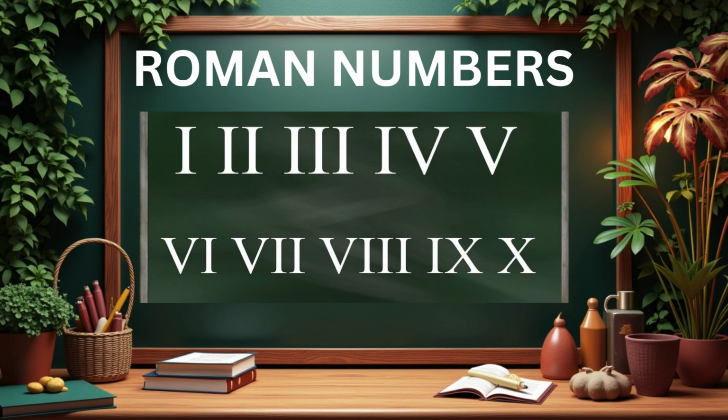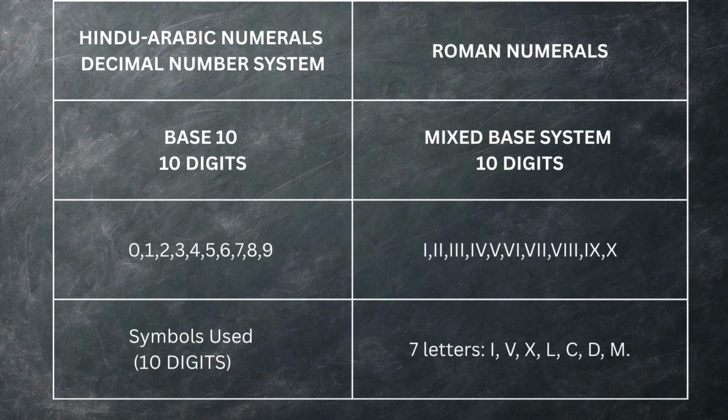So far, we have been using the Hindu Arabic numerals, the number system we use every day, the decimal number system or base 10. Why base 10? Because it uses 10 unique digits, 0 to 9. Now, let me ask you a question. Do you think Roman numerals also follow base 10? Actually, no. Roman numerals follow something closer to a mixed system.